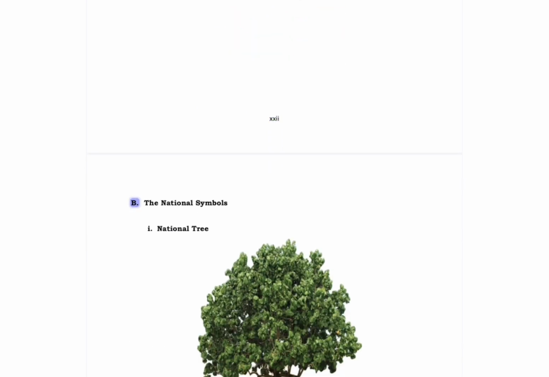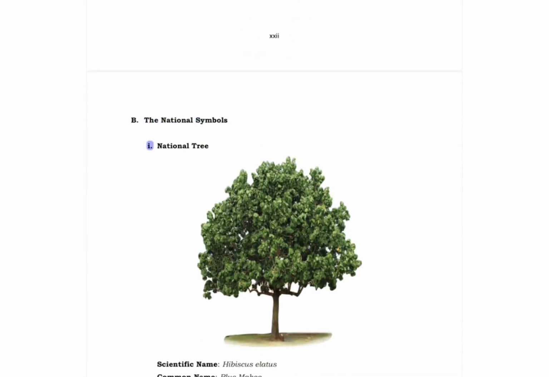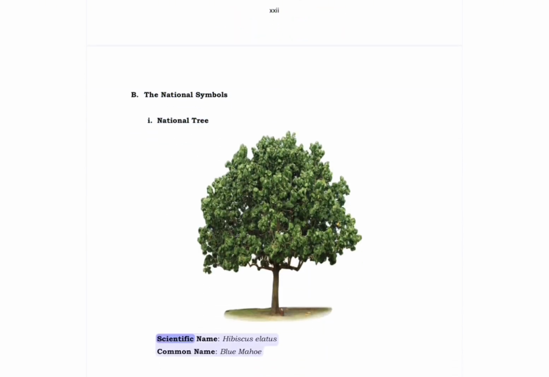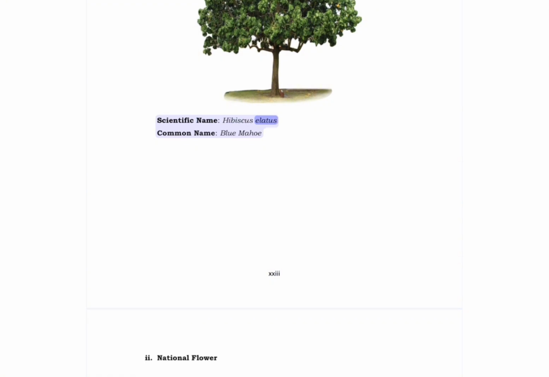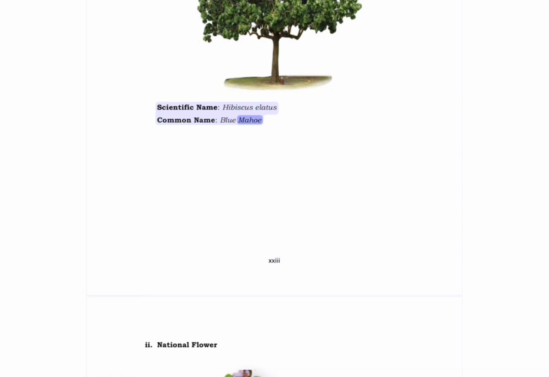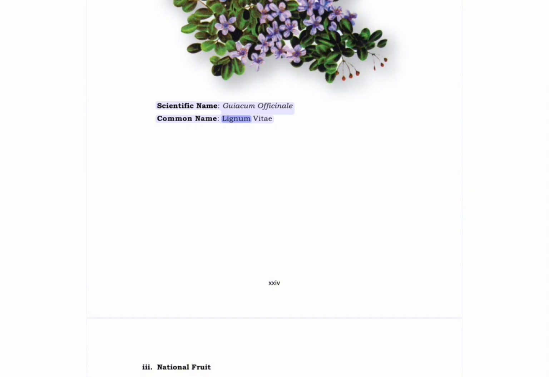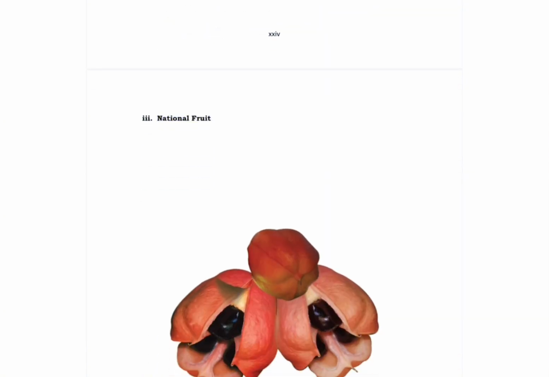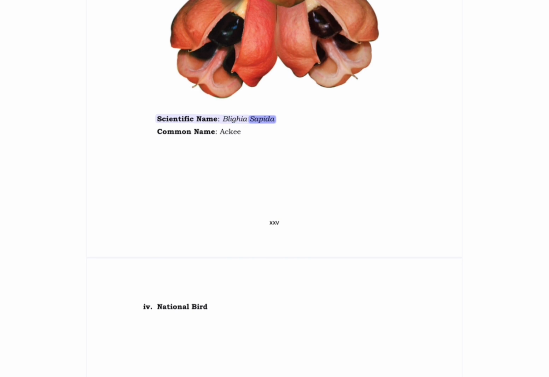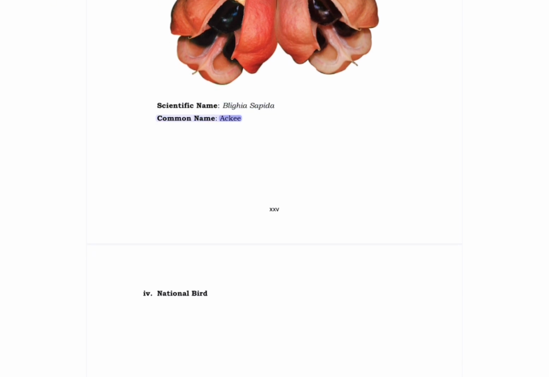The national symbols. National tree. Scientific name, Hibiscus elatus. Common name, blue mahoe. National flower. Scientific name, Guaiacum officinale. Common name, lignum vitae. National fruit. Scientific name, Blighia sapida. Common name, ackee.